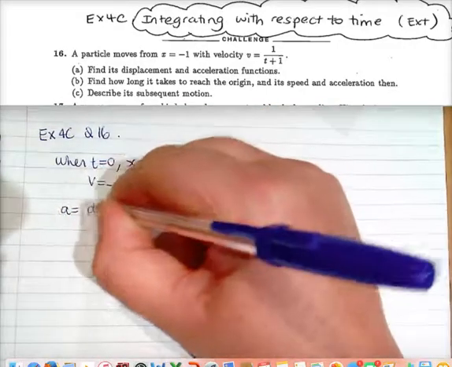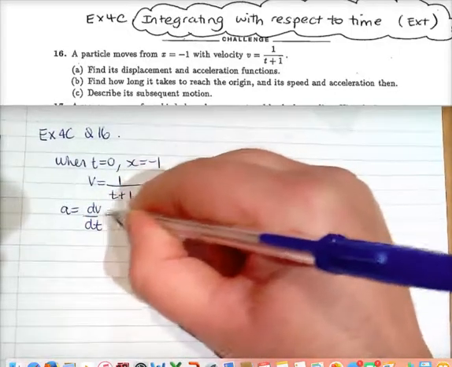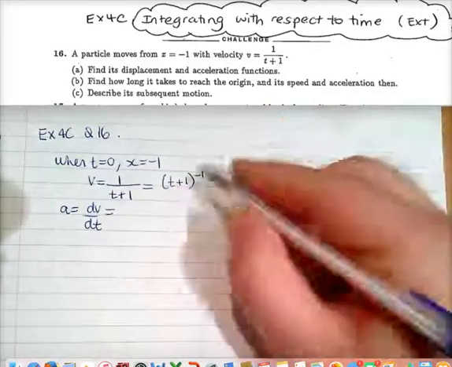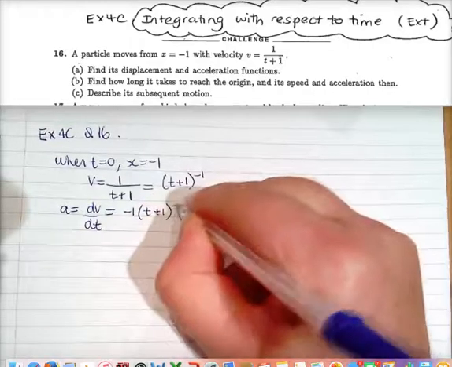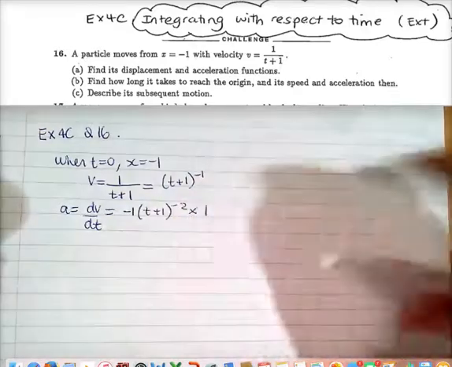Let's do acceleration first, which is dv dt. Now, to differentiate that, you need to write it as t plus 1 to the power of -1. So differentiating, we get -1 times t plus 1 to the power of, decreasing this by 1, we get -2, times differentiating inside, we get 1.